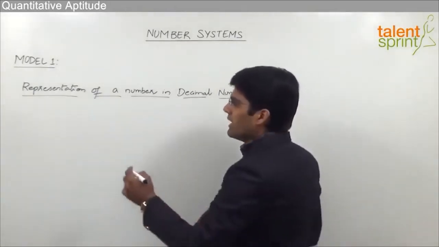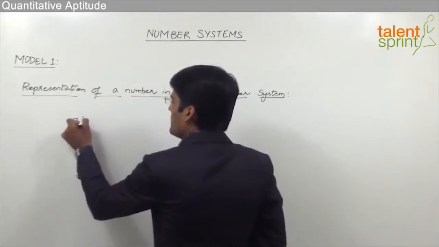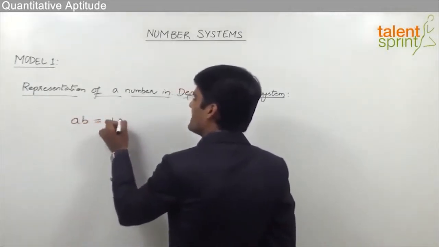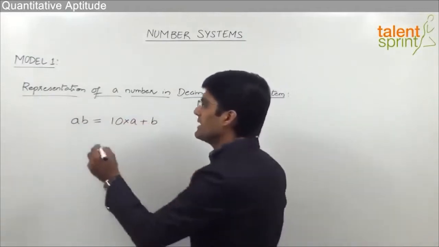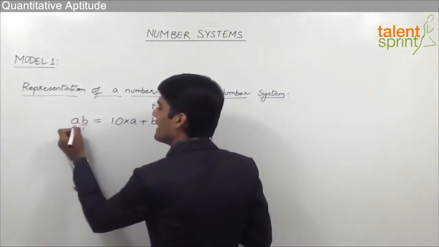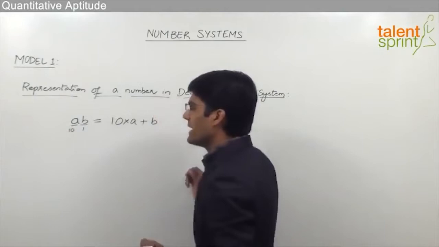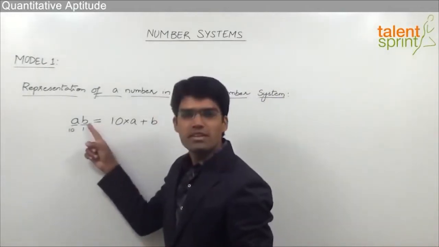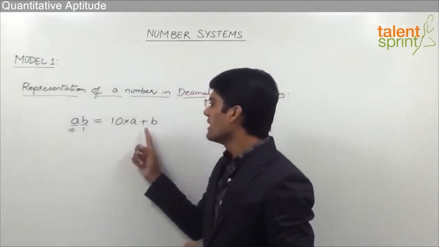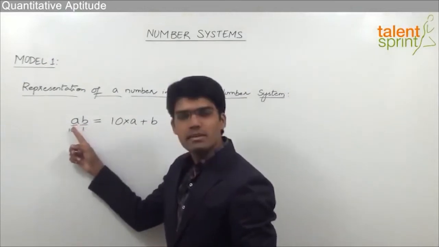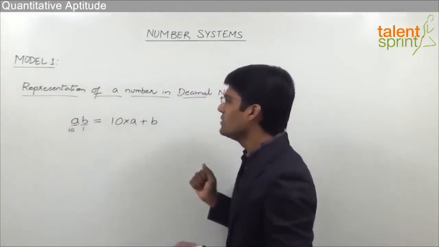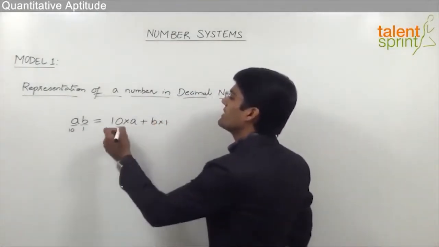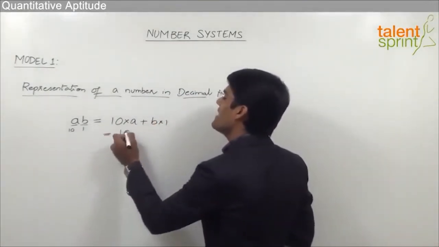For example, any two-digit number AB should always be taken as 10 into A plus B. Why? Because this is referred to as units place and this is referred to as tens place. That means whatever digit is there in place of B should be multiplied with 1, and whatever digit is there in place of A has to be multiplied with 10. So that is the reason we take it as 10 into A plus B into 1. So this can be taken as 10A plus B.